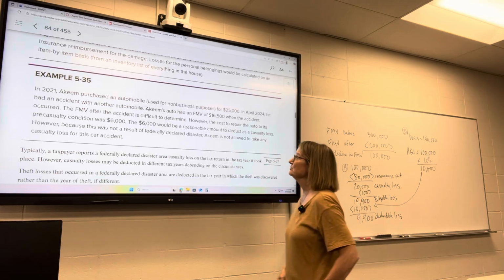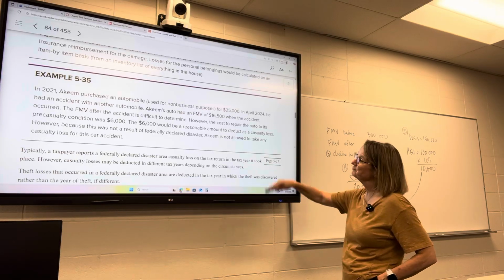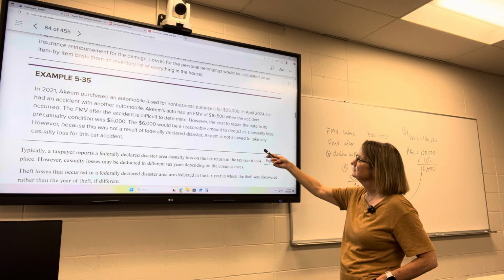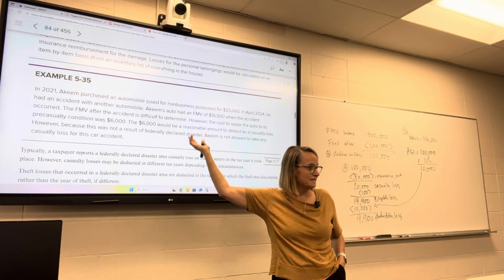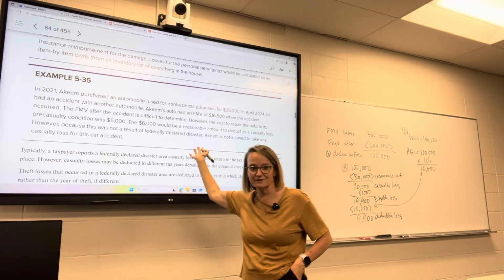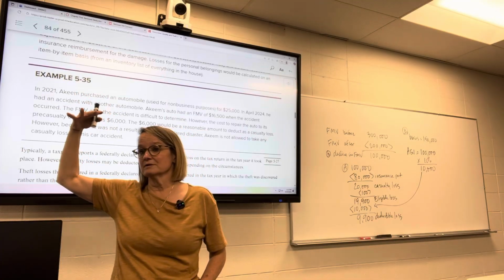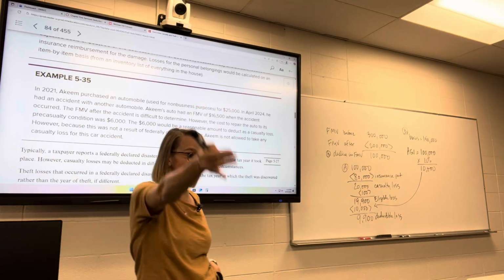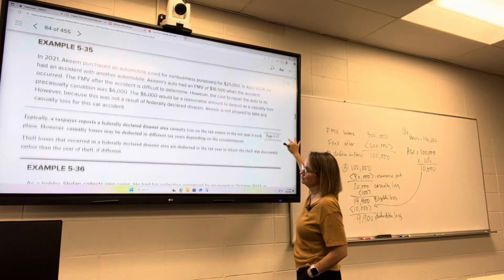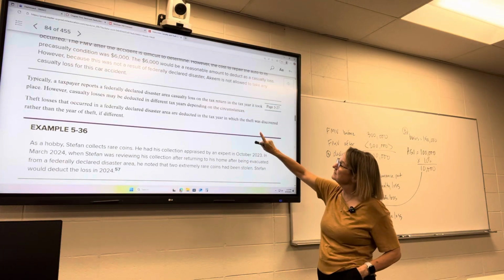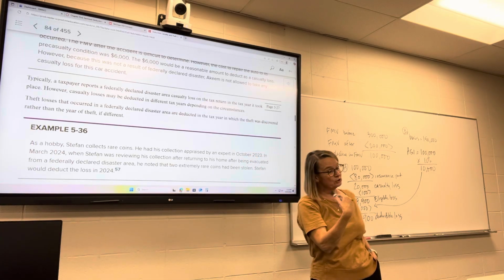Here's another example. Akeem purchased an automobile, for non-business purposes, for $25,000. In April 2024, he had an accident with another automobile. So he doesn't get to take this anyway. We don't even need to go through this because this has nothing to do with a federally declared disaster area, right? Although, if he had the accident because he was in the middle of a hurricane that was then a federally declared disaster area, he could probably take this as a casualty loss deduction. So you report it on the tax return in the tax year that the loss took place.